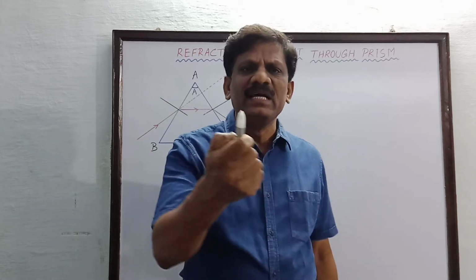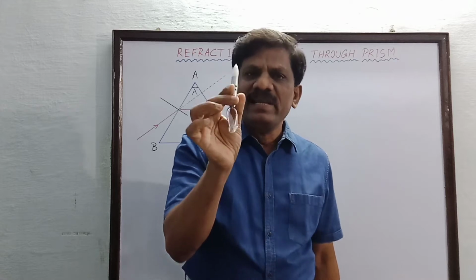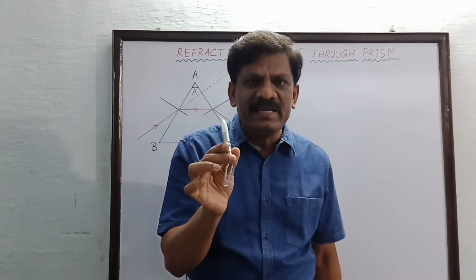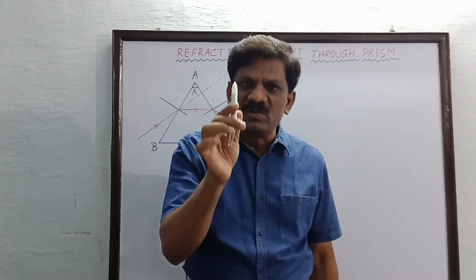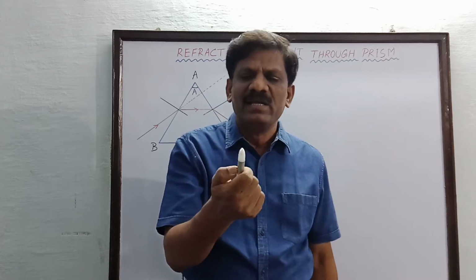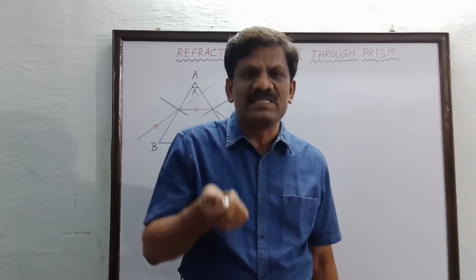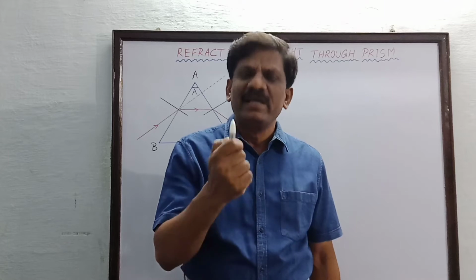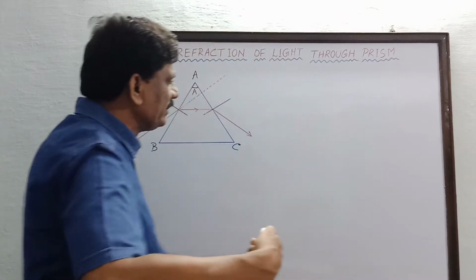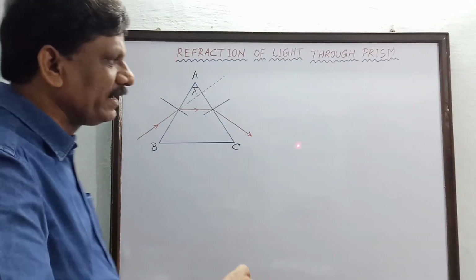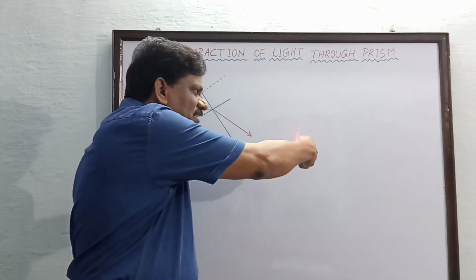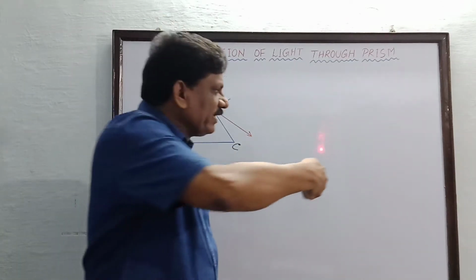So I am using a red color LED laser. LED, light emitting diode, is used to produce a laser beam in this. So it is called a laser LED source, which is a source of monochromatic light that emits red color. You can see that it is a red color light. Red light is passing through a straight line. Light travels along a straight line.